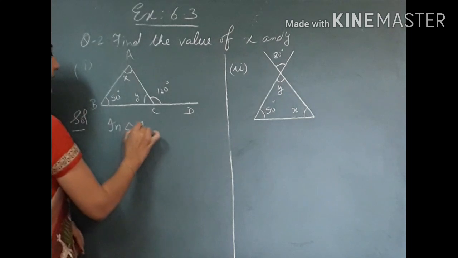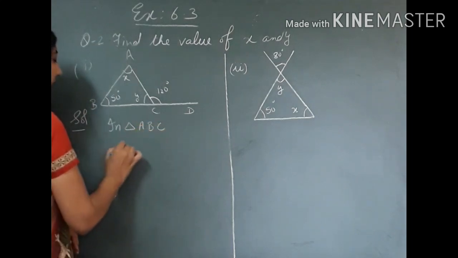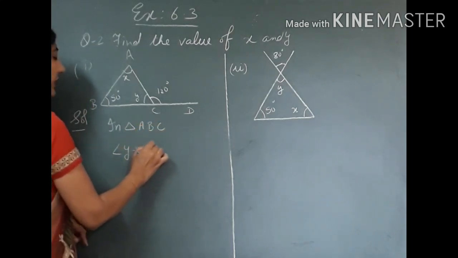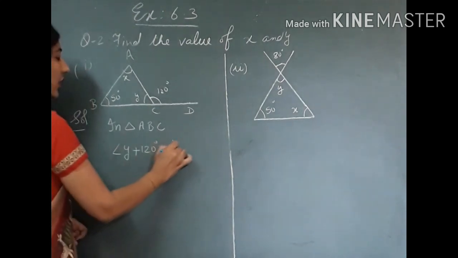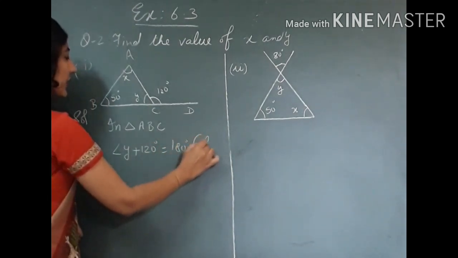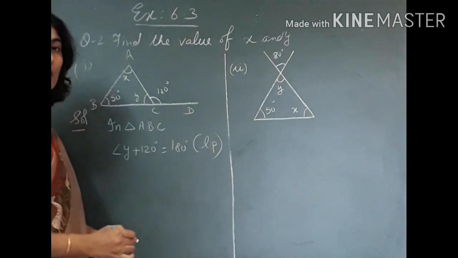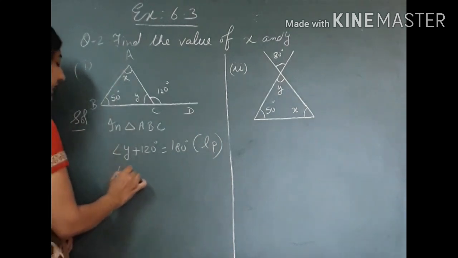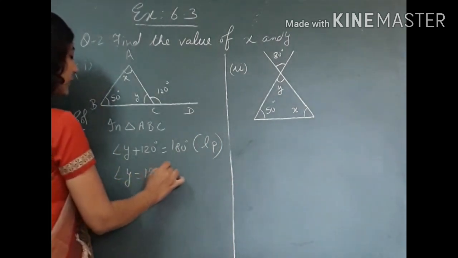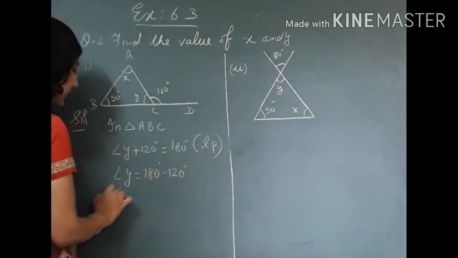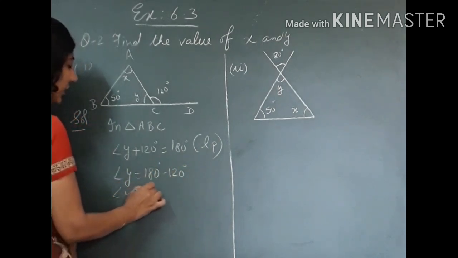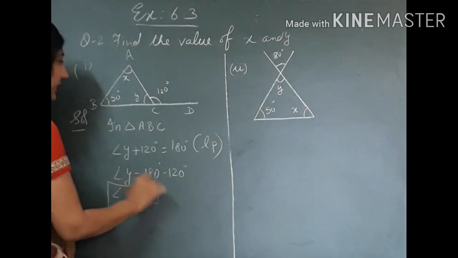So in triangle ABC, angle y plus 120 degrees is equal to 180 degrees. In the bracket you can write the reason why 180, because it is a linear pair. So angle y equals 180 minus 120, that is equal to 60 degrees. So one answer we got, that angle y is equal to 60 degrees.